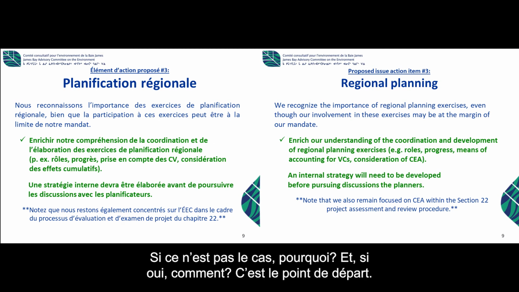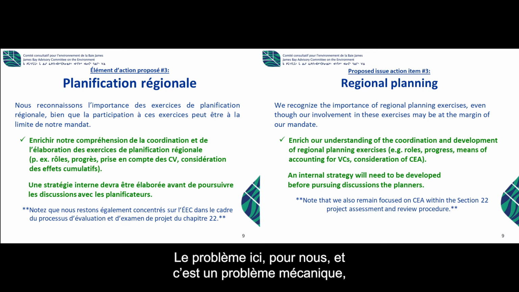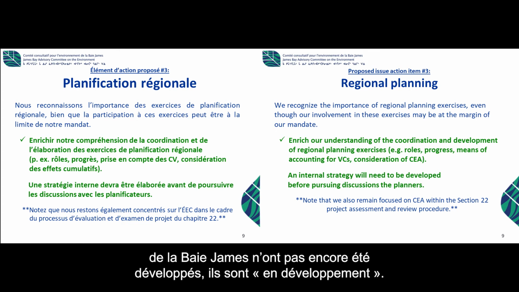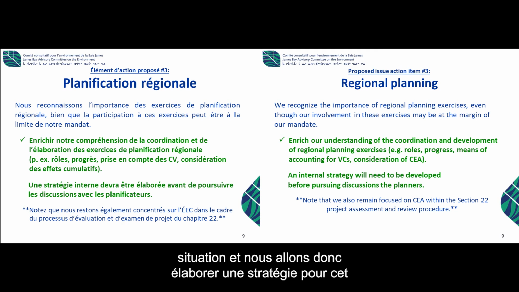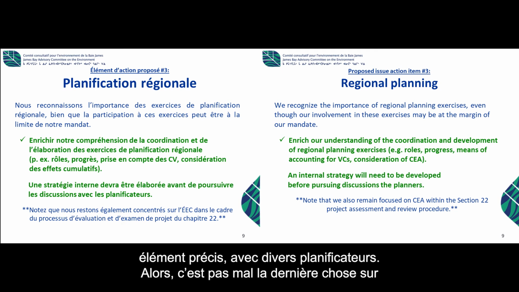And if so, if not, well, why? And if so, how? And work from there. Now, the problem with this here, for us, and it's a mechanistic problem, is that a lot of the land use plans in the James Bay territory have yet to be developed. They're in development. And so we really need to determine how we're going to approach this issue. And so we're going to be developing a strategy for this element with the planners, the various planners.